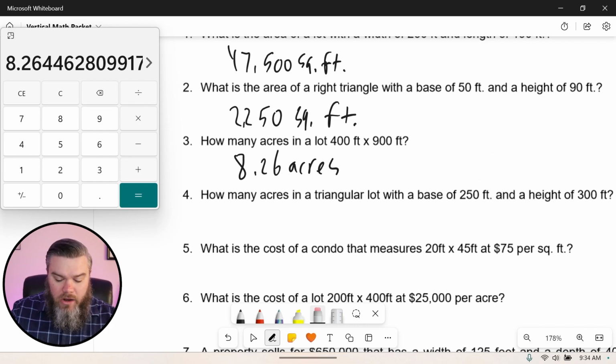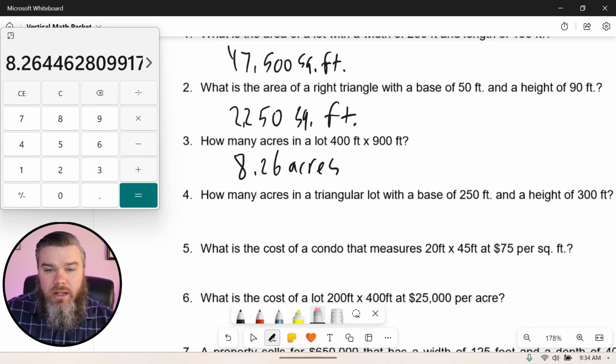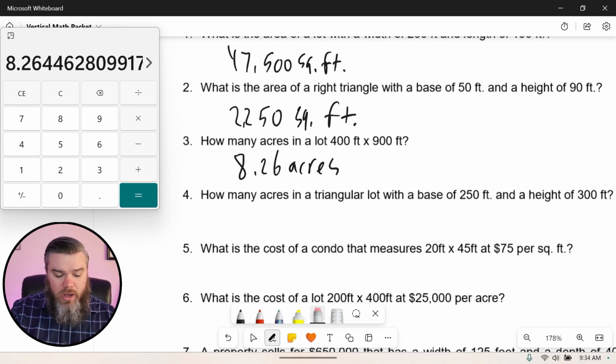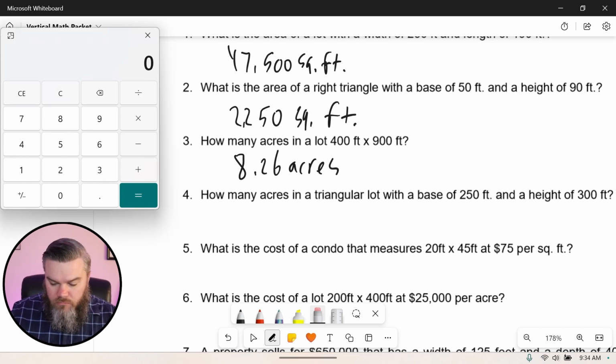The next one, how many acres in a triangular lot with a base of 250 feet and a height of 300 feet? So you see how this keeps combining the different math concepts. First, we're now finding the area of a triangle. It's going to be square footage, and then we got to convert it to acres, just like we've been doing.